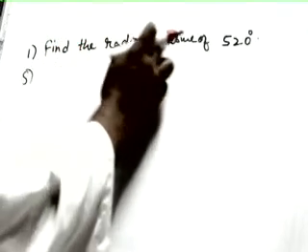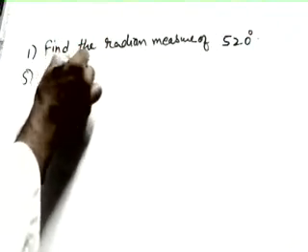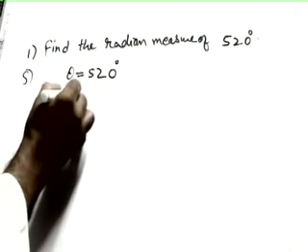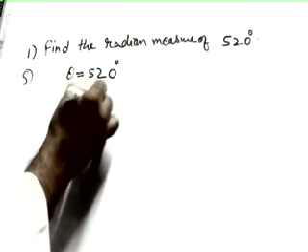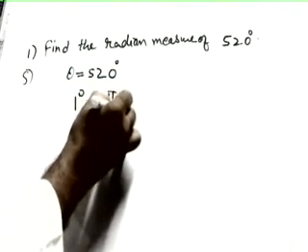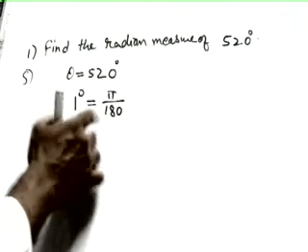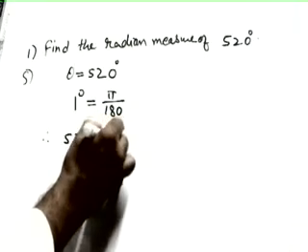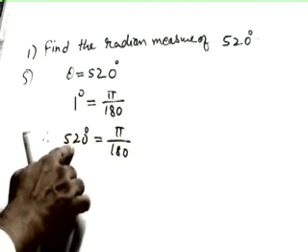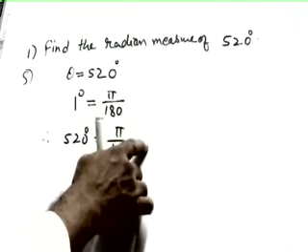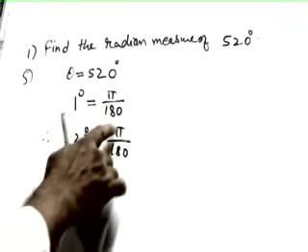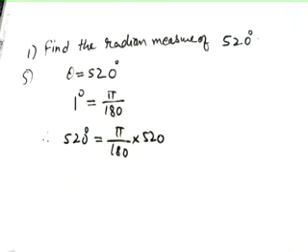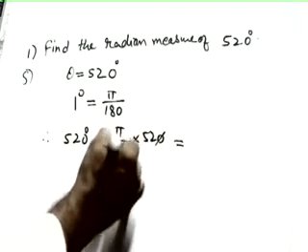See here, find the radian measure of 520 degrees. The angle is given in degrees, so we have to change it into radians. I am using this formula: 1 degree equals pi by 180. Therefore, 520 degrees will be multiplied by pi by 180. 30 degrees means pi by 180 into 30, 60 degrees means pi by 180 into 60, so 520 degrees means pi by 180 into 520. So this will become radians.